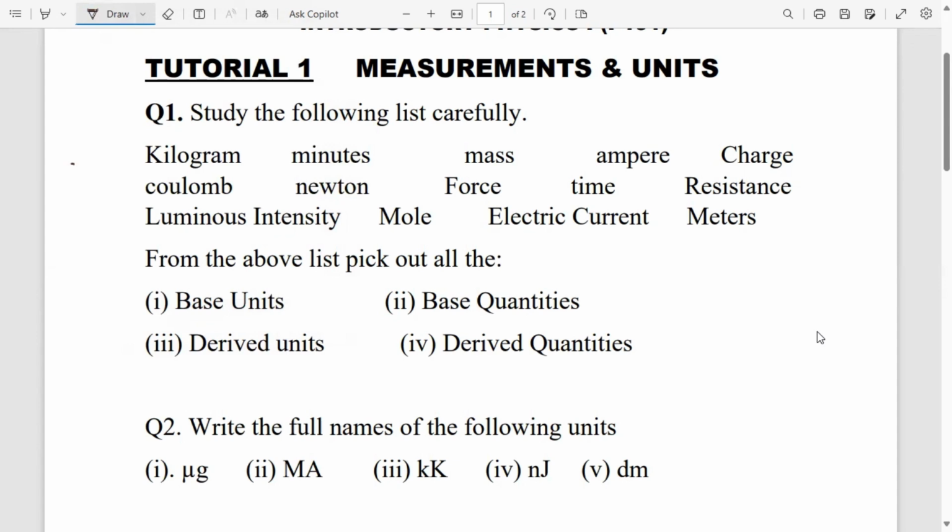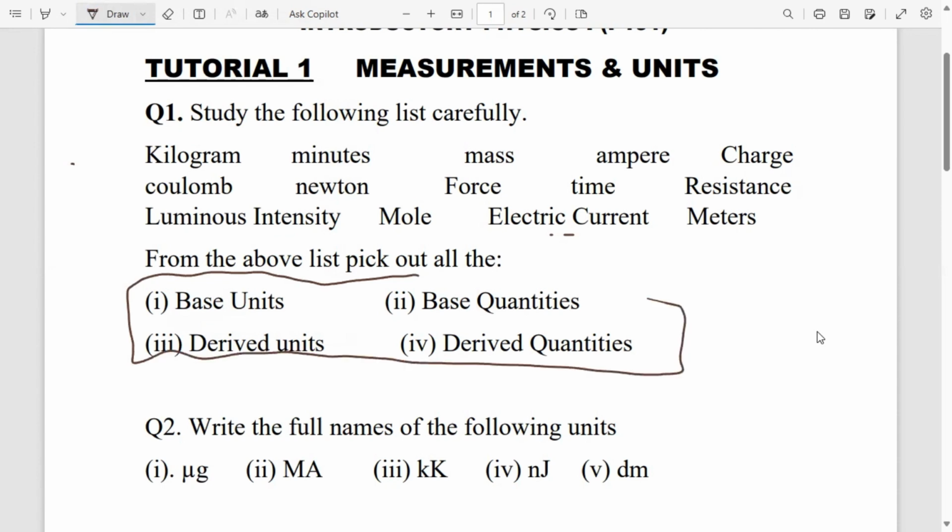We should also pick out base quantities. We should pick out derived quantities, and we should also pick out derived units. Okay, so we've been given how many are these? 1, 2, 3, 4, 5, 6, 7, 8, 9, 10, 11, 12, 13, and 14. So from these, we're supposed to allocate them according to these groups that have been given here.